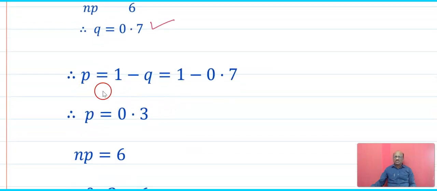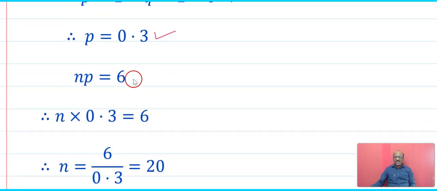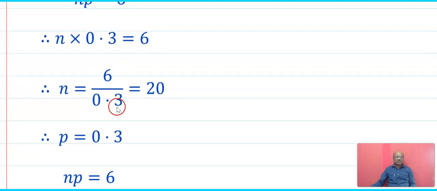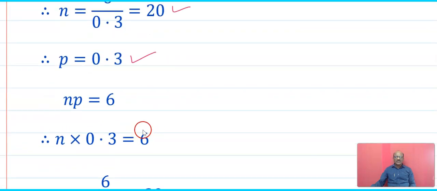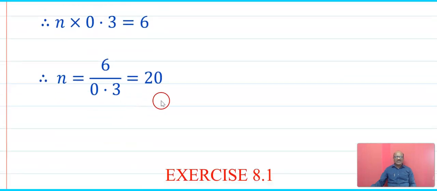Then what will be p? p is 1 minus q, that is 1 minus 0.7, that is p is equal to 0.3. But what is np? np is equal to 6. Substitute the value of p as 0.3. Therefore, n is equal to 6 upon 0.3. Multiplying numerator and denominator by 10, 60 upon 3, and that is equal to 20. Therefore p is 0.3, the same value is here.